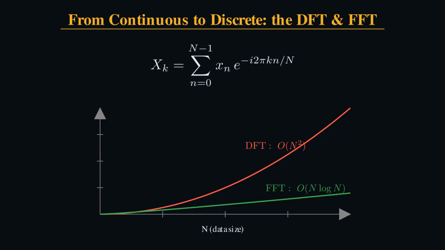The breakthrough of Cooley and Tukey was the fast Fourier transform, which cleverly reuses repeated calculations to cut the cost to n log n. For that same million samples, it is the difference between a trillion operations and about 20 million, thousands of times faster. This single speedup is what made digital signal processing practical.